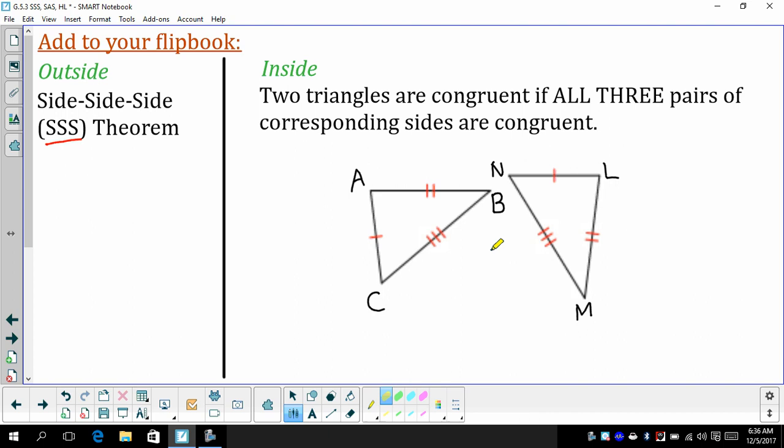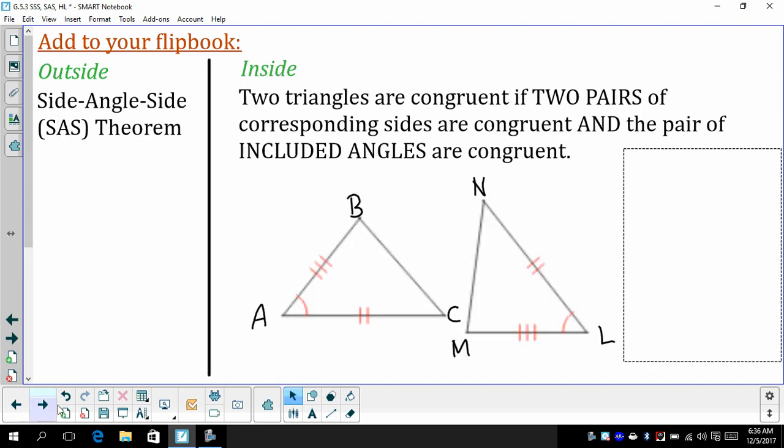Here we have side AC and side NL are congruent, side AN and side LM, and side CB and side NM. So even though we don't know anything about the angles, we can say that these 2 triangles are congruent by the side-side-side theorem. Add this to your flipbook. So pause here, add this to your flipbook, and then listen to what I have to say.